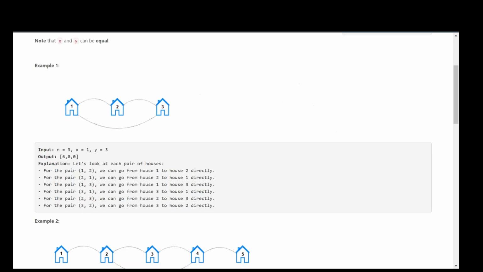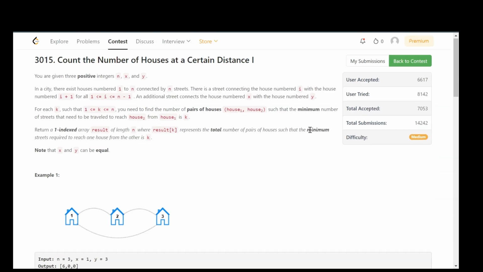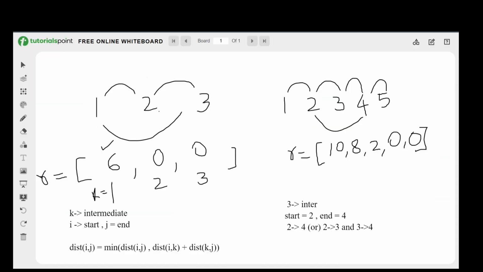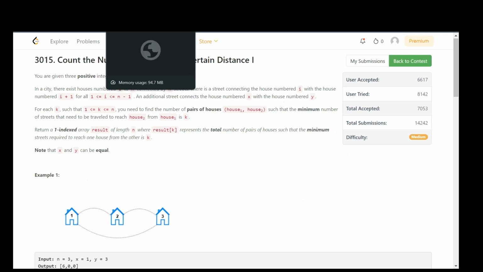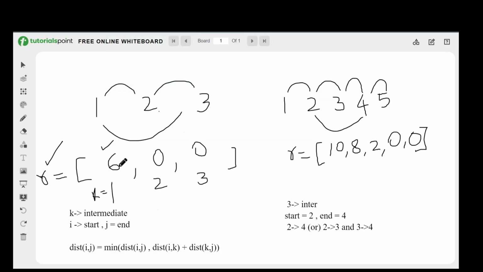And this distance is minimum. Okay, so we need to first find the minimum distance between all the pairs of houses, and then we need to fill this particular array, right? So whenever we have this concept of minimum distance, we always think of the shortest path algorithm. So if you're familiar with the algorithm named Floyd Warshall, you'll be able to solve this particular question very easily. So I would suggest you first go through the Floyd Warshall algorithm.